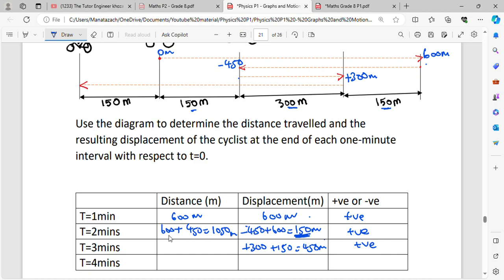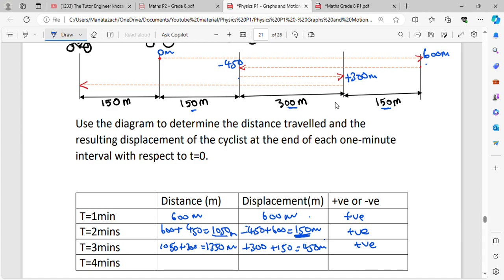Okay, so the distance, you're always going to add cumulatively. For a distance, you're going to take this value and then you add 300 onto it, which will give us 1350 meters.